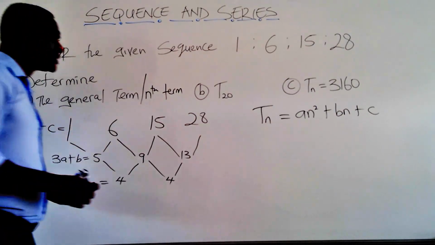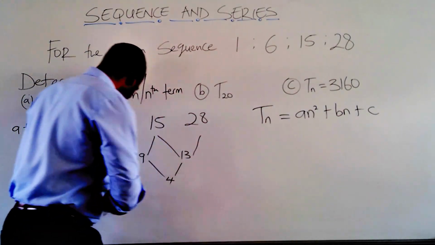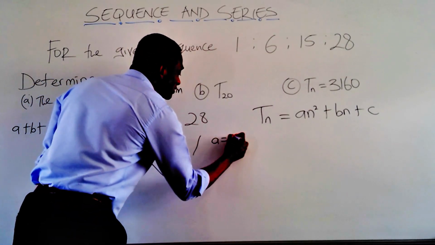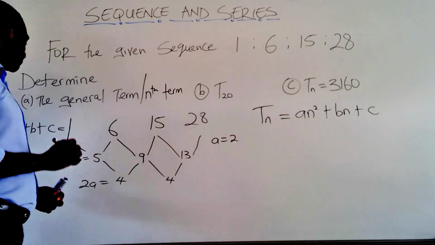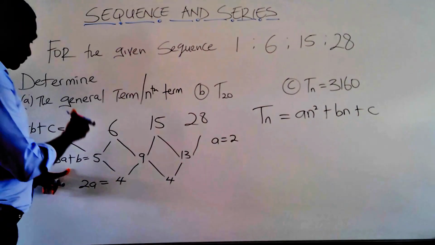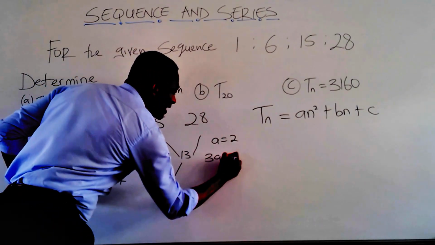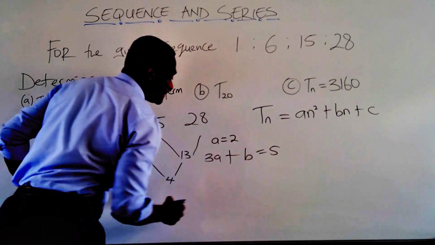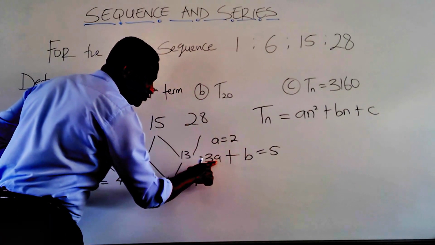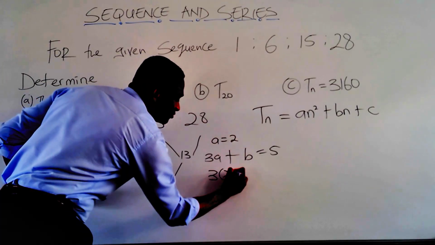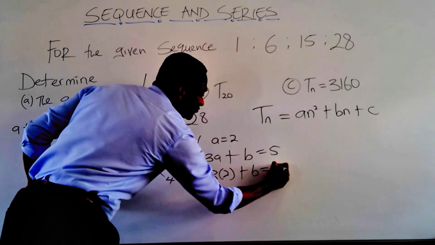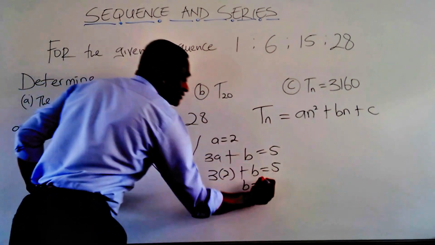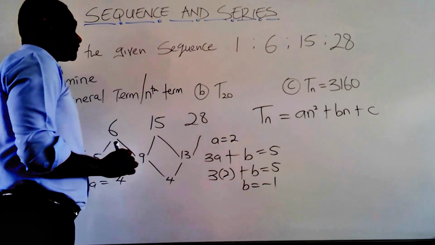Now, if 2a is equal to 4, that means a will be equal to 4 divided by 2, which is 2. Then remember 3a plus b is equal to 5. Then if we solve, we have 3 times 2 plus b is equal to 5. That means b will be 5 minus 6, which is -1.